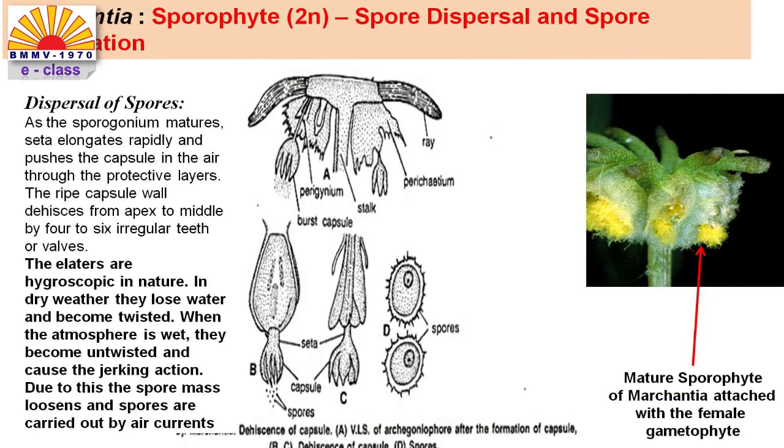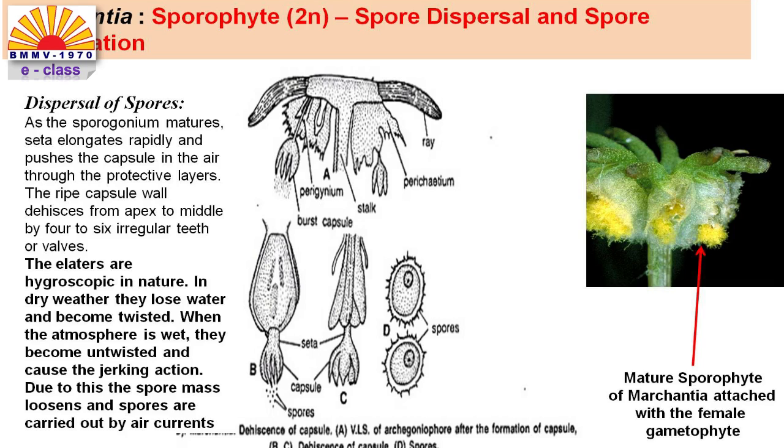As the sporangium matures, seta elongates rapidly and pushes the capsule in the air through the protective layers. That is, now the capsule is very much visible outside the gametophore. The capsule wall dehisces, that is, breaks from apex to middle by 4 to 6 irregular teeth or valves.